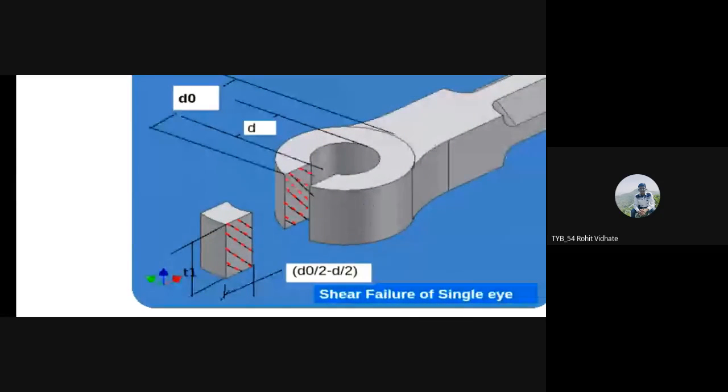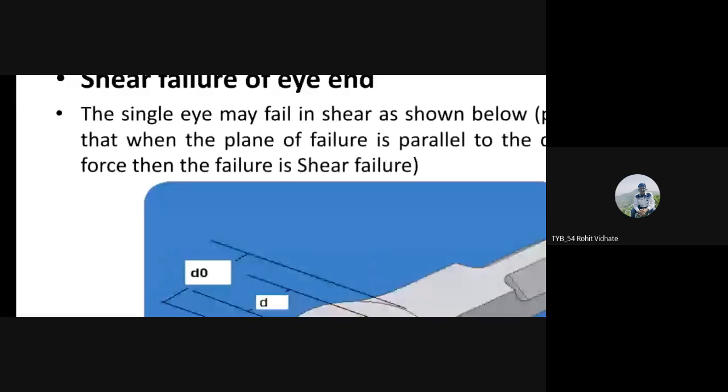Now we have to check whether the stresses induced as shear stresses are within the design limit or not. For that, again we have to use the basic formula: stress is equal to force upon area. We just convert it by taking area to the other side, so force is equal to area multiplied by stress. Now the stress we are going to consider here is the shear stress, so we have to modify the formula according to the shear stress value.